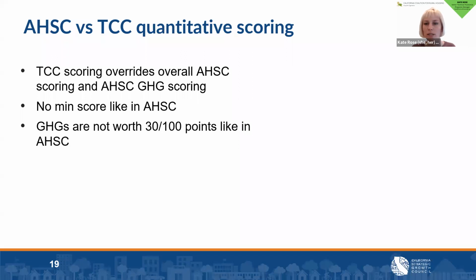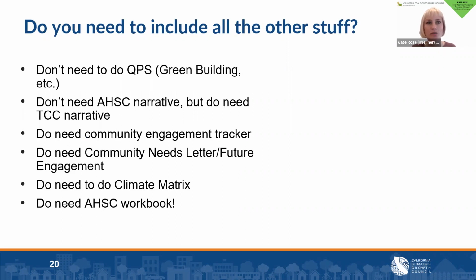Next, I'll go into some other key differences between ASIC and TCC. So those of you familiar with ASIC know that there are a lot of elements required as a part of a successful application, but do you need all of these elements for your TCC application? Fortunately, the answer is no. There is some streamlining of the two programs here. So for example, you don't need to do the quantitative policy scoring pieces from ASIC. These are things like extra points for green building certification, extra points for housing and transportation collaboration and location efficiency.